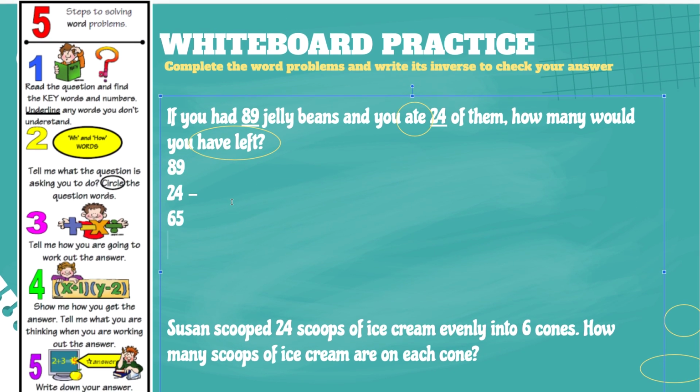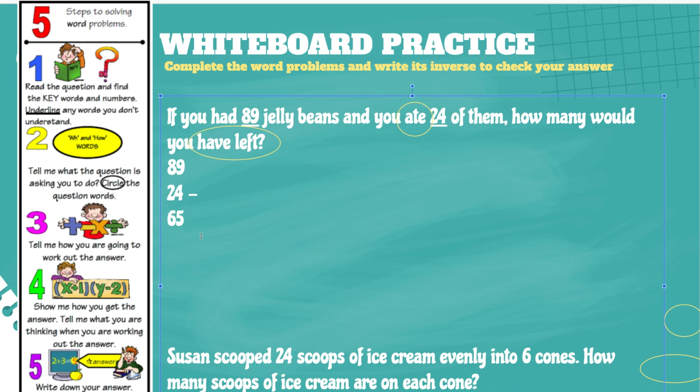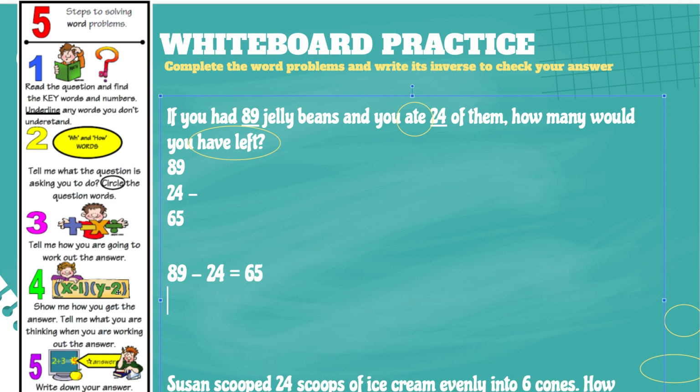if that's correct using its inverse. So the inverse of subtraction is addition, but I'm going to put it in a longer format just to see how we can quickly swap it around to make it an inverse. So I'm going to put the 65 at the beginning of our equation. So 65 plus the 24 drops down equals 89, and that does equal 89.